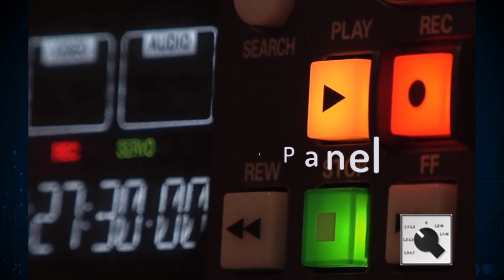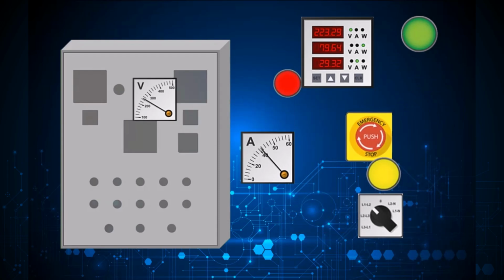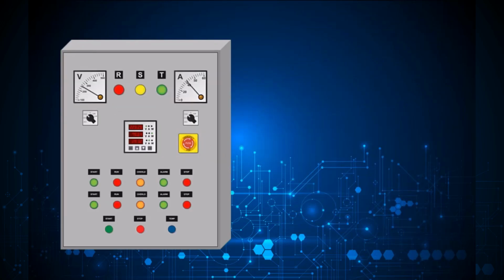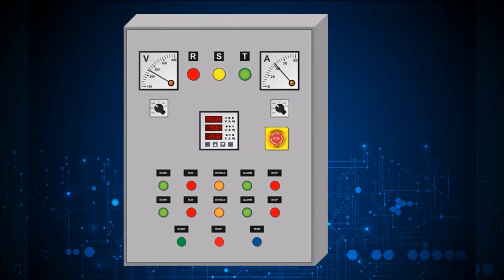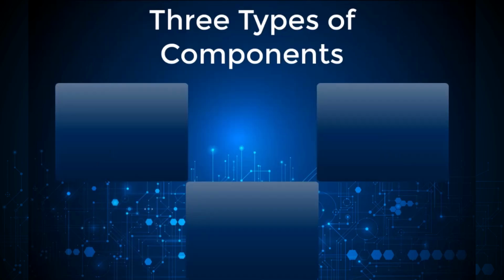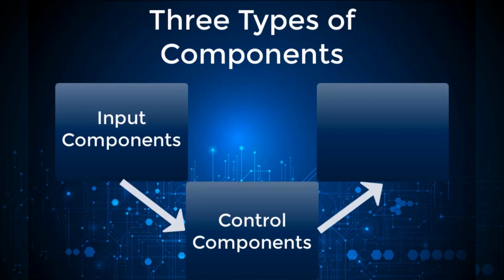The term panel means a group or an assembly. When we control the operation of a machine using an assembled group of components, it is called a control panel. I have categorized the components used in a control panel into three sections: input components, control components, output components. This distinction is not required in a simple wiring system.